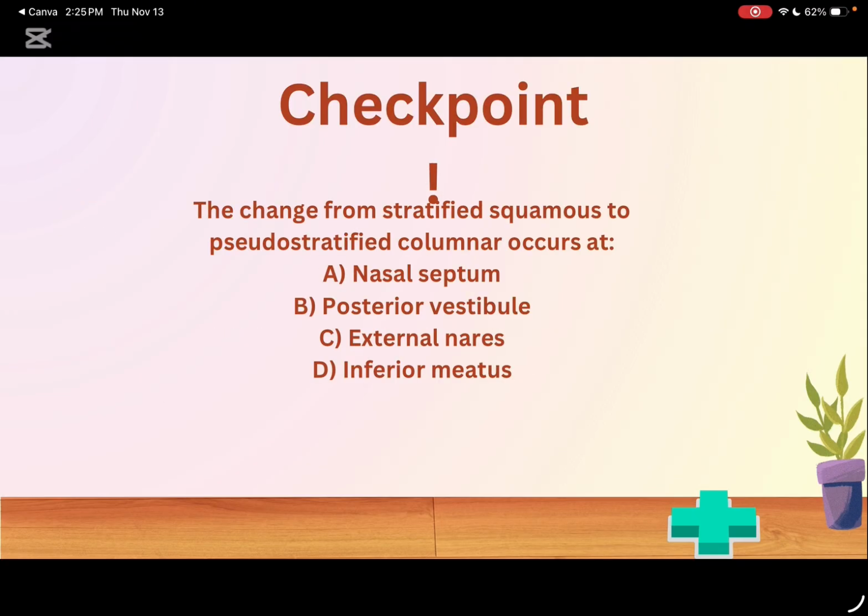Now, checkpoint. I need you guys to stop this video and answer this question, please. The change from stratified squamous epithelium to pseudostratified columnar occurs where? Nasal septum? No. External nares? No. Inferior meatus? No. The answer is posterior vestibule.